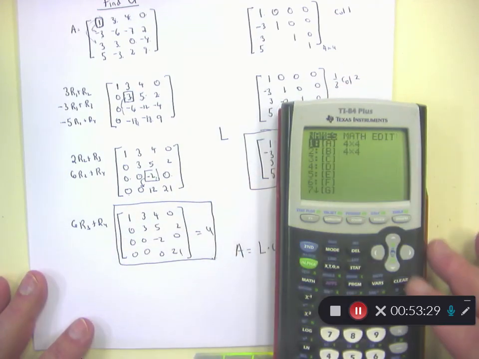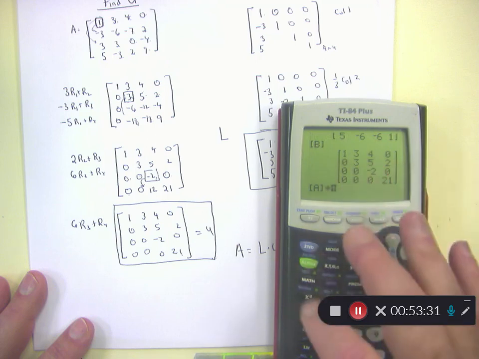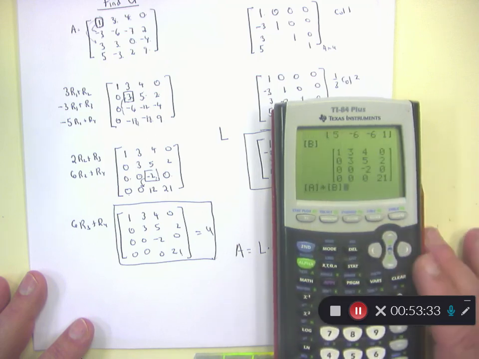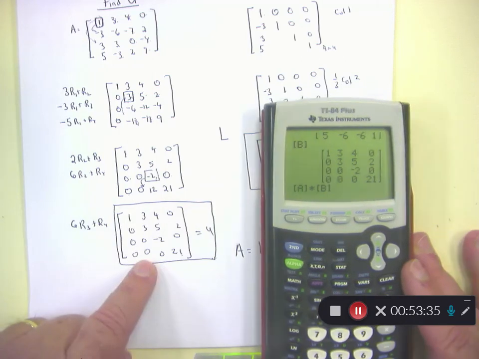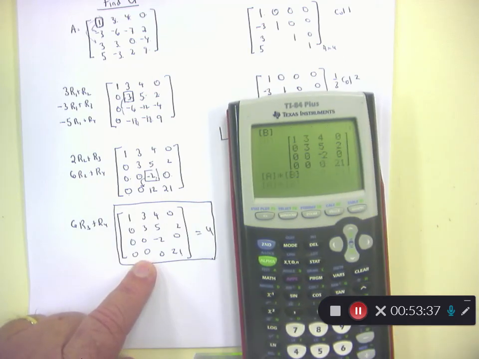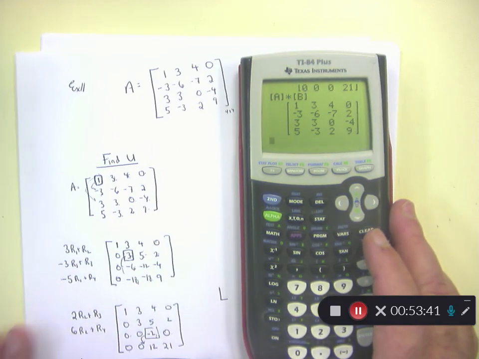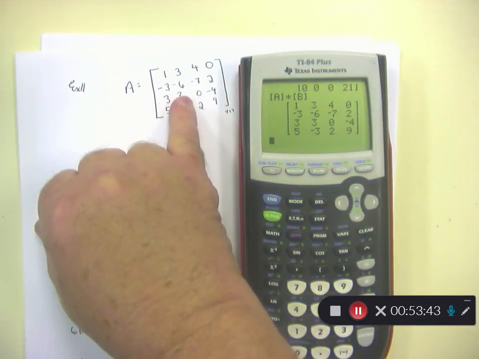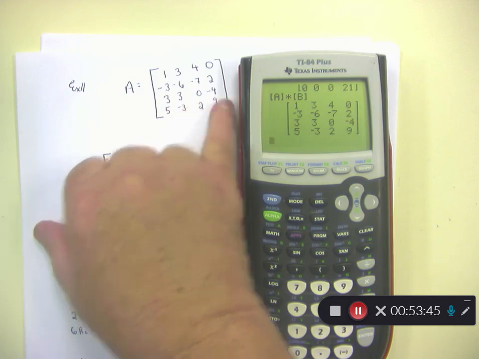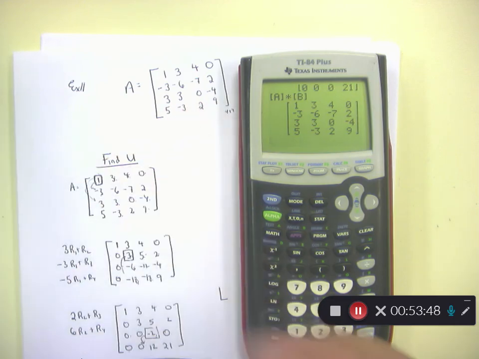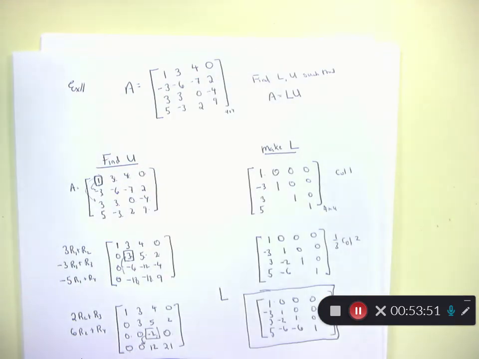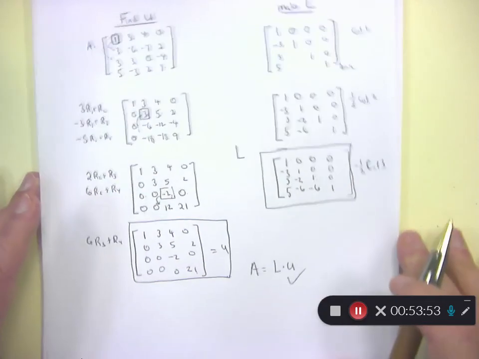Now, LU would be pretty much A times B. So matrix A times matrix B. LU, L was first, then U was second. And then hit enter. And then I double check myself that 1, 3, 4, 0, -3, 6, -7, 2, 3, 3, 0, -4, 5, -3, 2, 9. I have a winner. And I verified it. Make sure I didn't make a bonehead here.